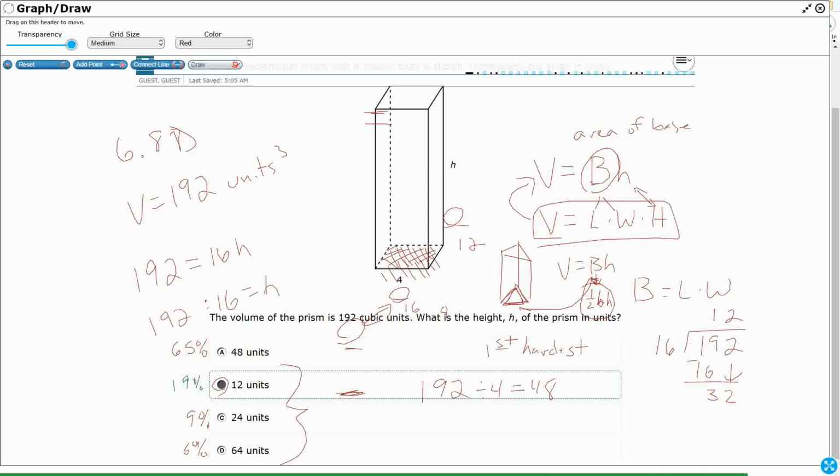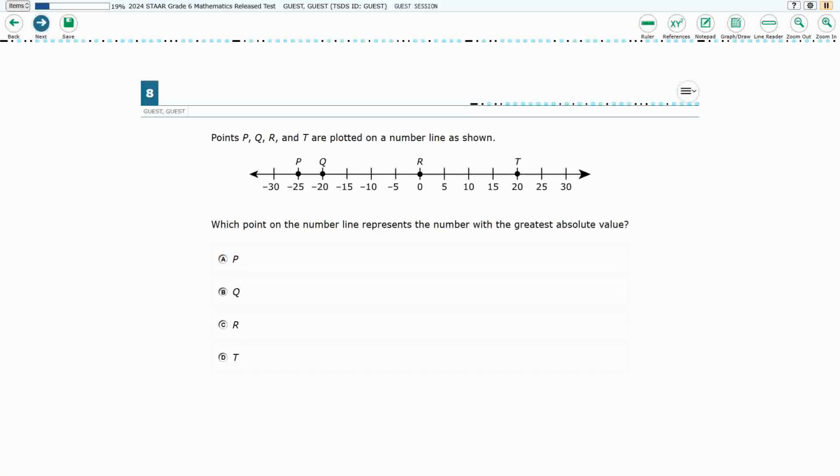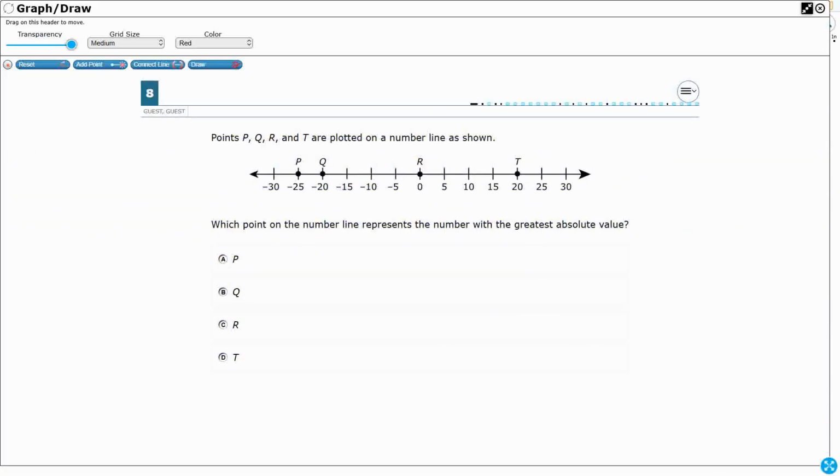So we're going to look at our next one because this is our most difficult one, so they will get a little bit easier after this. Number 8 is absolute value. 6.2b is our standard. And we've got all of these points plotted on the number line. And we need to find the one that has the greatest absolute value.